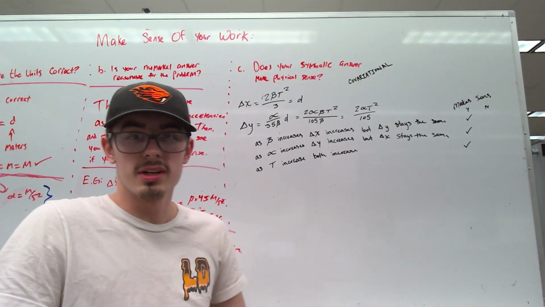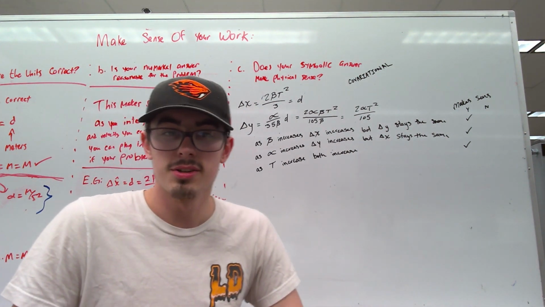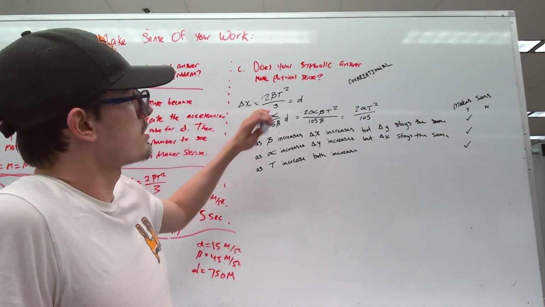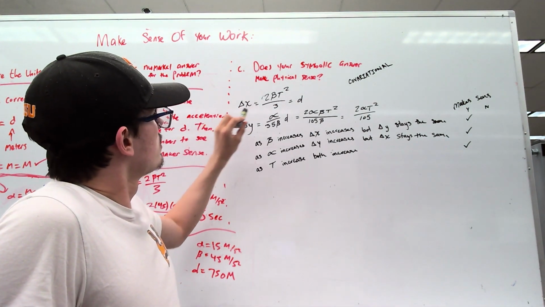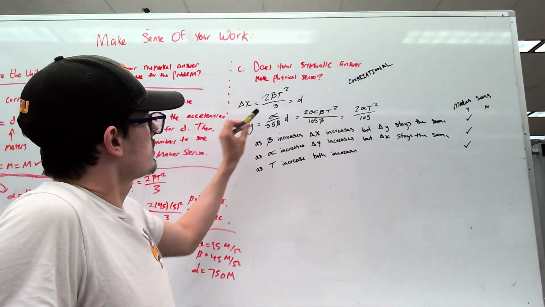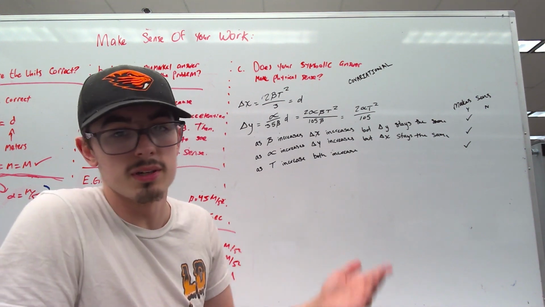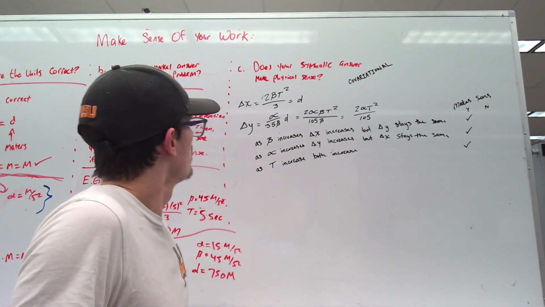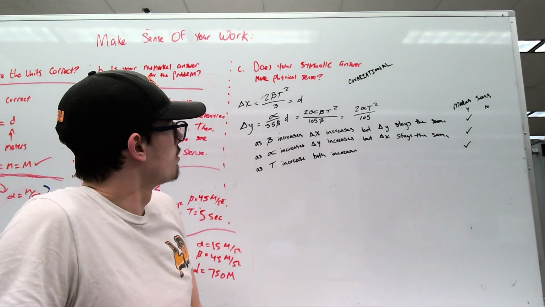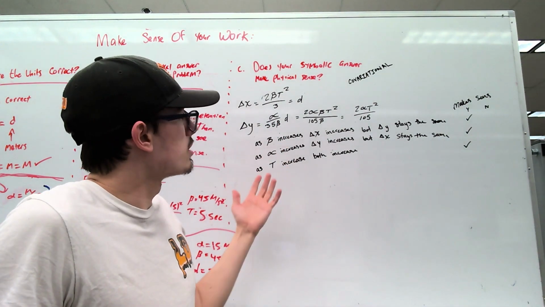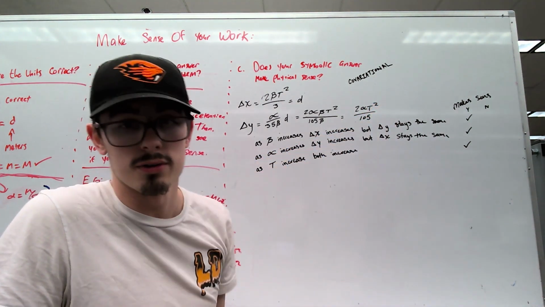So this takes us to 3C, which is does your symbolic answer make physical sense? So the symbolic answers that the professor had previously found was that the change in x, delta x, is equal to 2 beta t squared over 3, which is also equal to d, which is the distance constant. And then there's delta y, which is equal to alpha over 35 beta times d, which could be also written as 2 alpha t squared over 105.